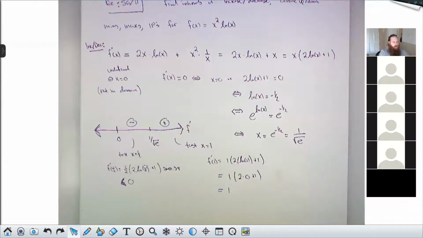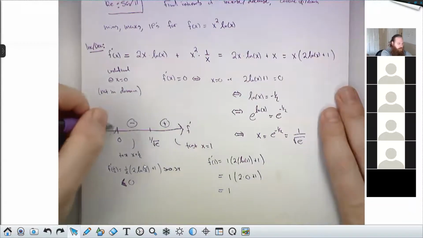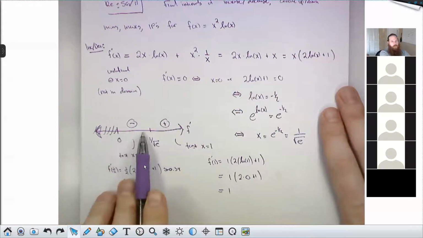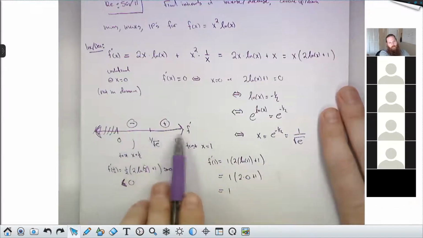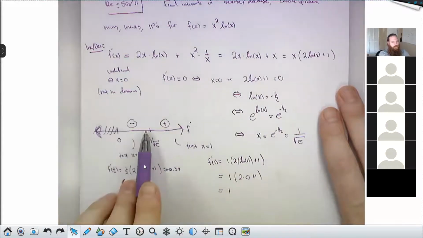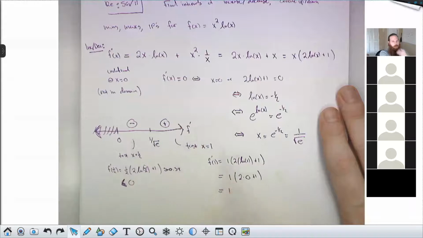So my function is undefined everywhere over here. Don't worry about this stuff. Decreasing everywhere between 0 and 1 over the square root of e, and increasing everywhere to the right of 1 over root e. What does that mean I have right here at this x value? Minimum. Good, it's a local min. Might also be an absolute min, right? Because I'm decreasing everywhere to the left and increasing everywhere to the right.